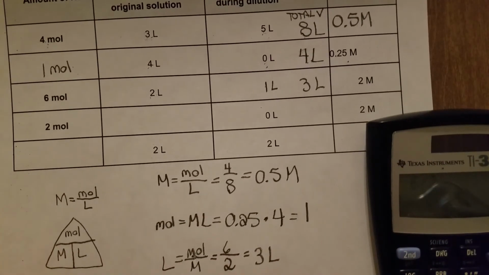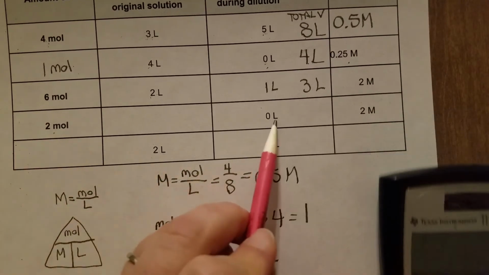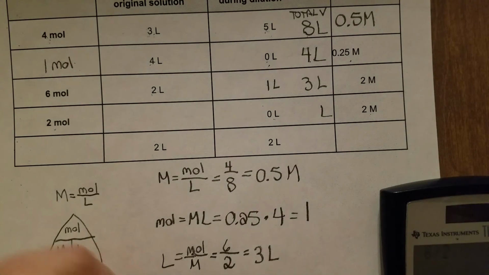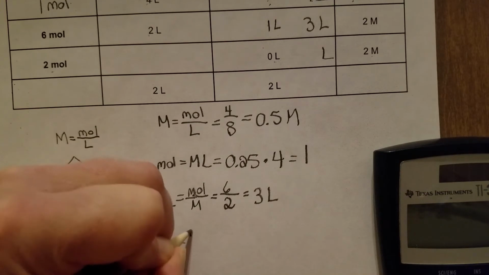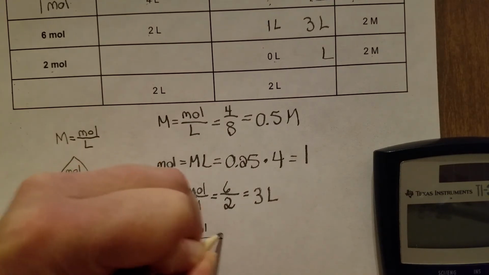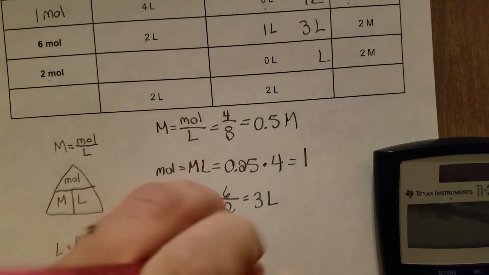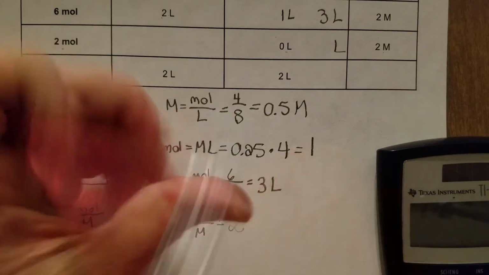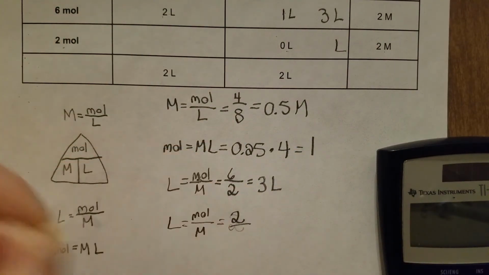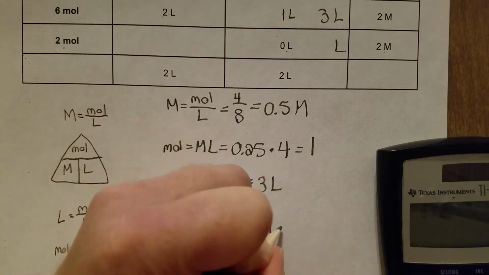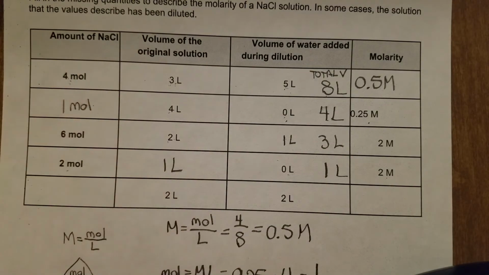Next row, 2 moles. We're going to add 0 liters, and it's going to be a 2 molar solution. So the total liters is really what we're trying to solve for right here. Liters equals moles over molarity. So the number of moles from our chart, we have 2 moles. And the molarity is 2 molar. 2 over 2, of course, is 1 liter. So we want a total of 1 liter.